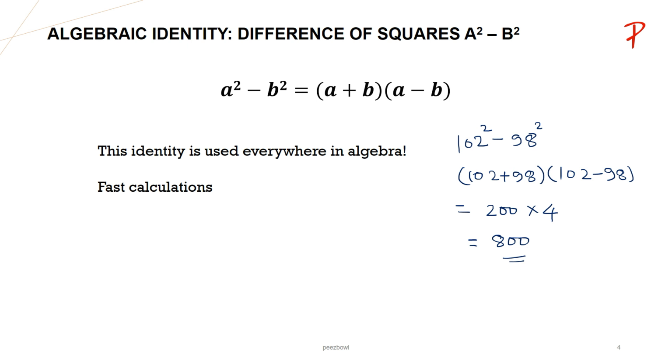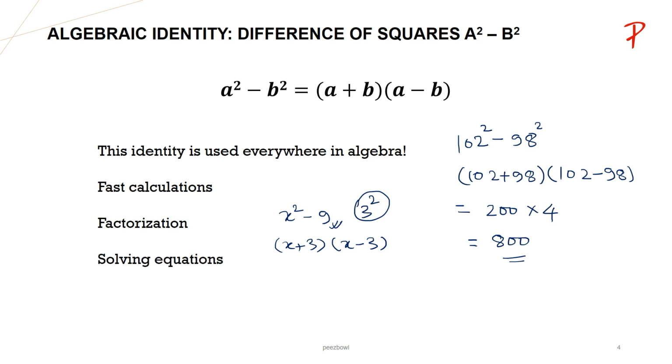Second use of this identity is factorization. This means when you see an expression like, say for example, x square minus 9, right? So x square minus 9, we can instantly write it as x plus 3 and x minus 3, right? Because 9 can be presented as 3 square. So this is nothing but x square minus 3 square, that is x plus 3, x minus 3 multiplied together, right? And this is also useful in solving equations, right? So for example, it helps in simplifying and solving polynomial equations faster.